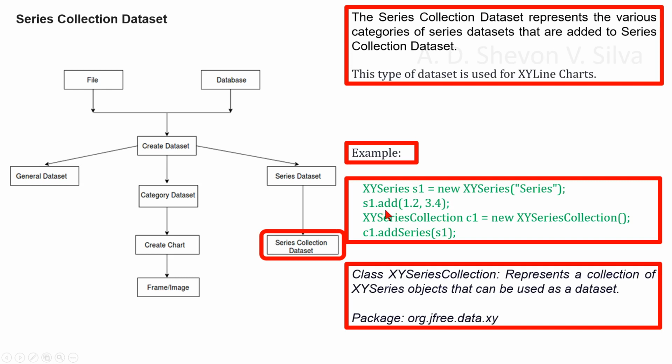Here the add method adds a data item to the series and sends a series change event to all registered listeners. Here X is the X value, and Y is the Y value. Here addSeries adds a series to the collection and sends a dataset change event to all registered listeners. Here the parameter is the series, null not permitted.